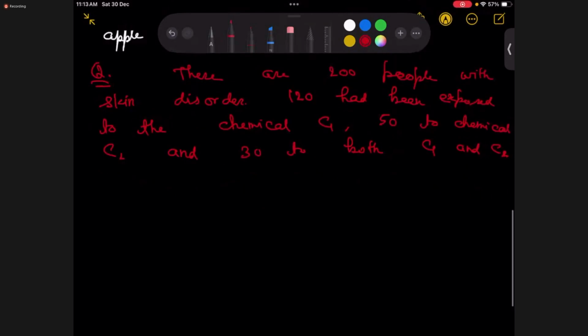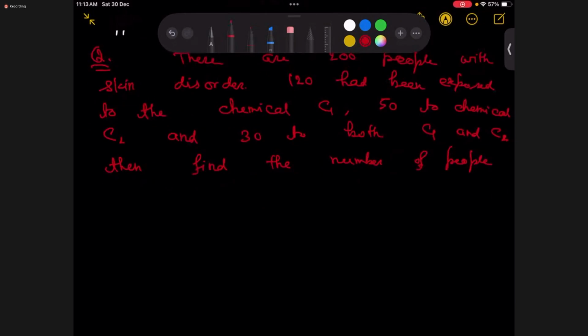Then find the number of people who were exposed to chemical C1 but not C2.